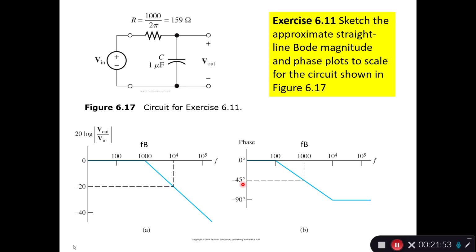For the phase, one specific point for the low pass filter is minus 45. This is the phase we have at the break frequency. 10 times below the break frequency, that's the 100, it starts sloping, and before that it's 0. So we go on a slope through this point down to 10 times the break frequency, and that's at 10 kilohertz, where it's minus 90, and from there on it continues flat.